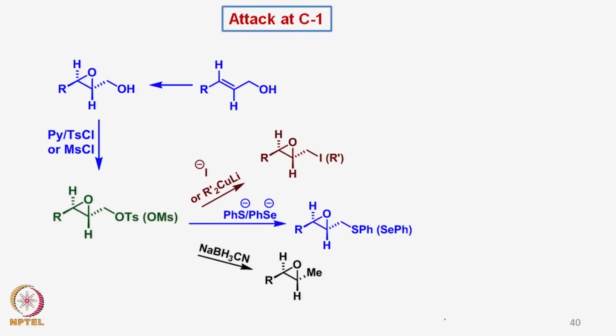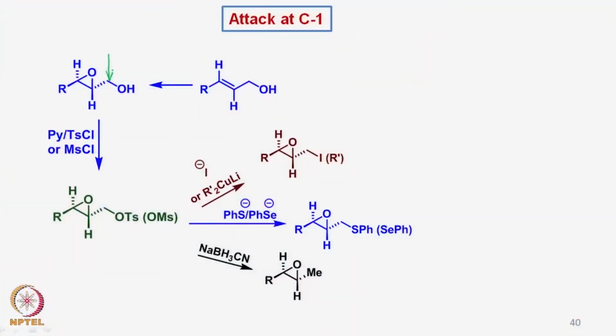Now attack at this epoxide at the carbon number 1 can also take place in a way that if we convert the OH group of the epoxy alcohol to a leaving group, and we do not have any strong basic conditions, then we can allow the opening to take place the way we want it at the carbon number 1. For example, under very mild conditions with a mild base such as pyridine and tosyl chloride or mesyl chloride, we can convert the OH group without affecting the epoxide to the corresponding tosylate or mesylate.